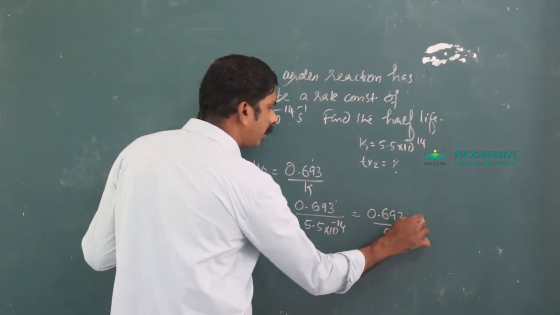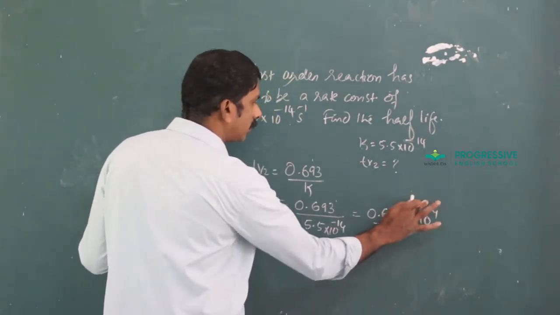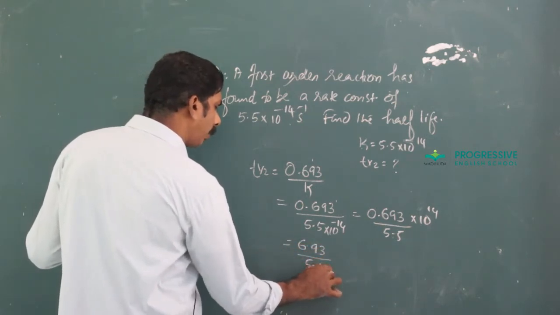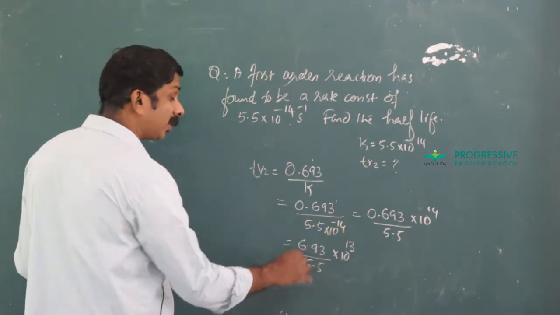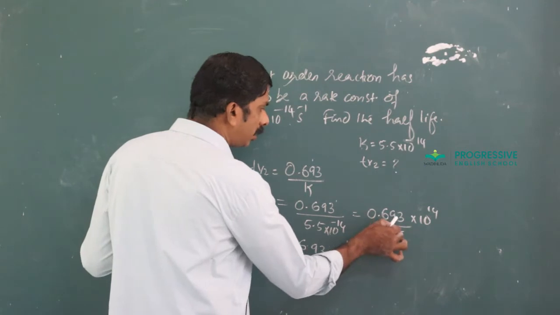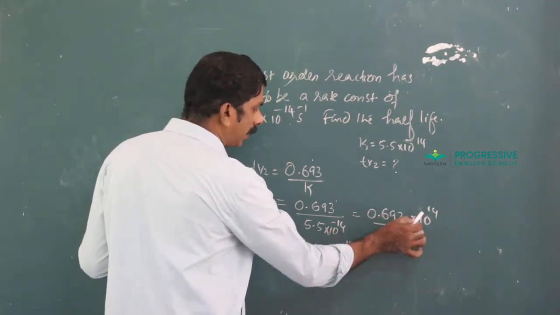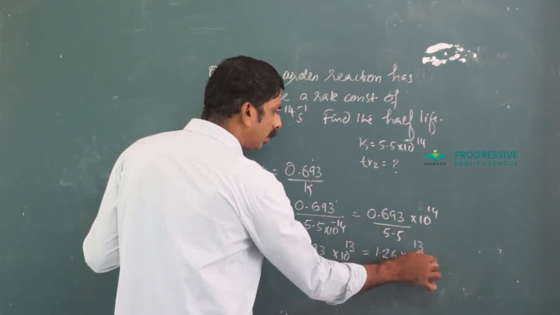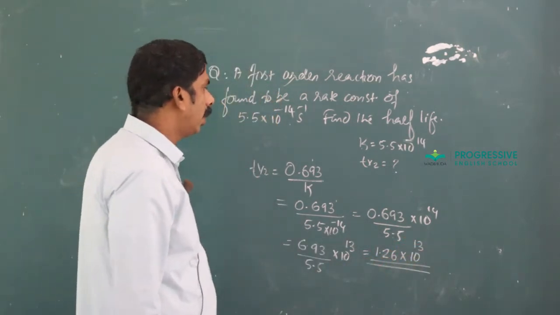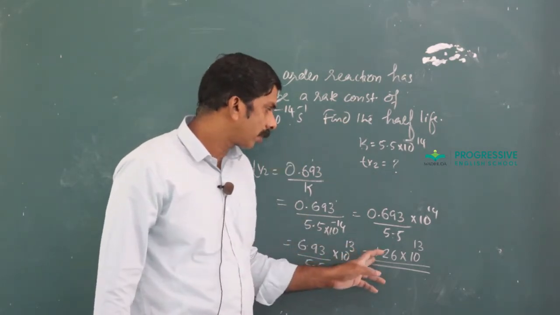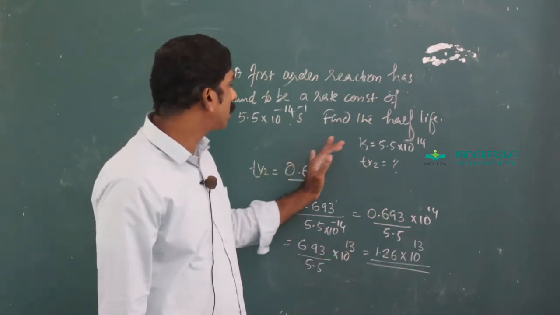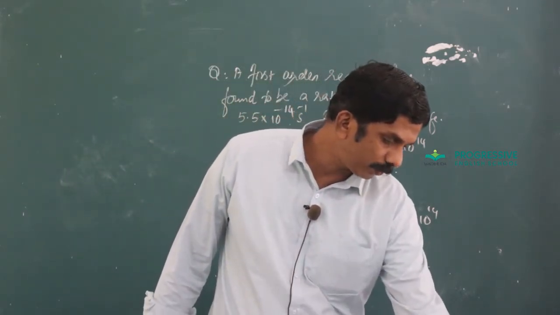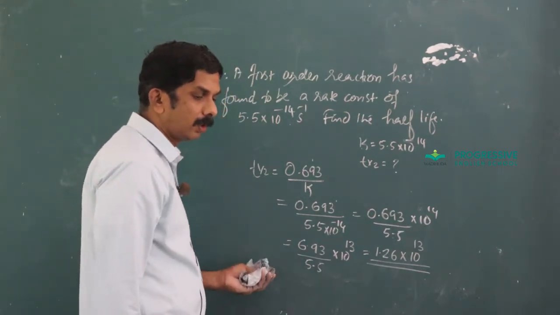0.693 divided by 5.5 into 10 raised to minus 14, or 6.93 divided by 5.5 into 10 raised to 13. That is equal to 1.26 into 10 raised to 13. That is the T half-life of a first order reaction with the rate constant K equal to 5.5 into 10 raised to minus 14. Clear?